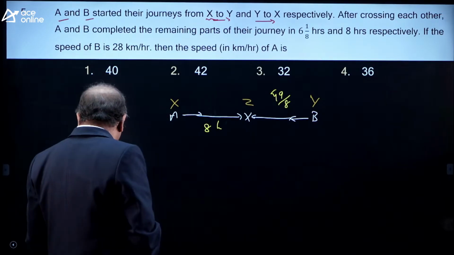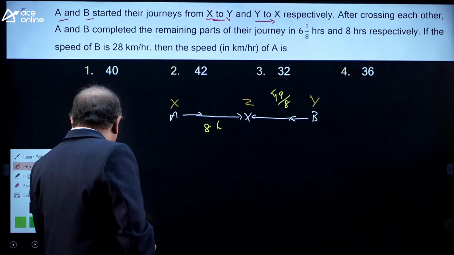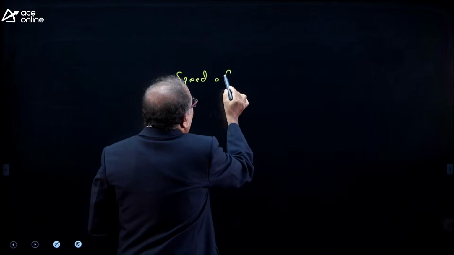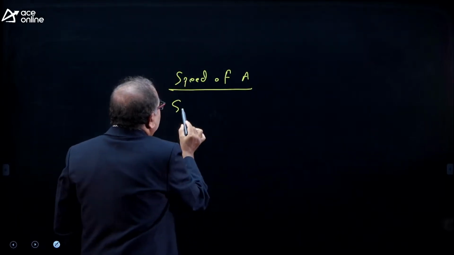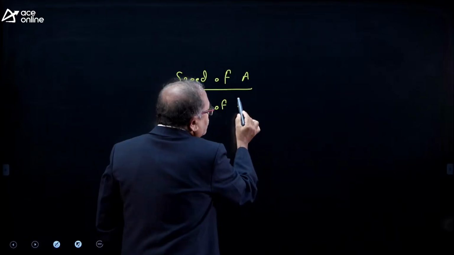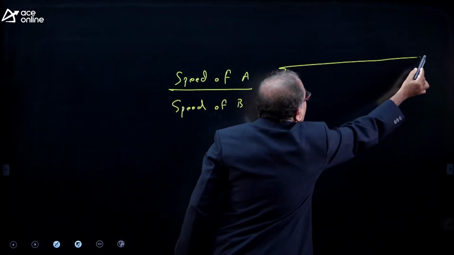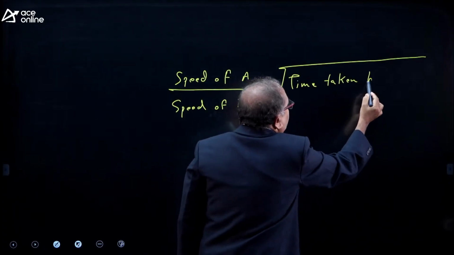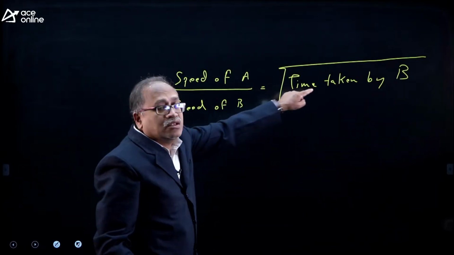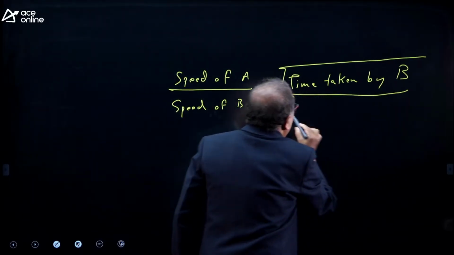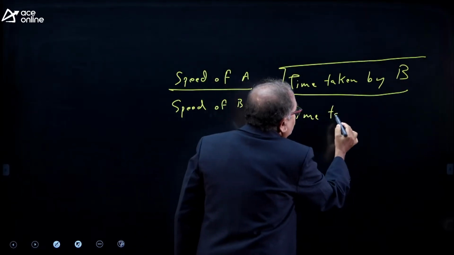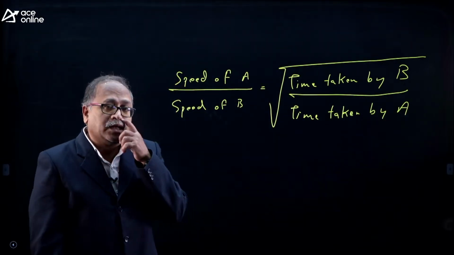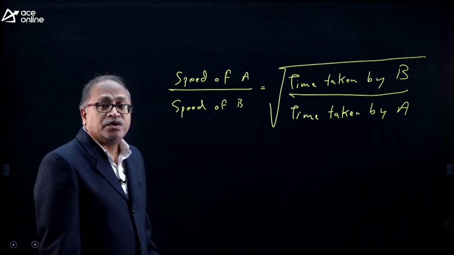So, you must be knowing the formula, I will give the formula over here. Okay, let me take this formula. The speed of A by speed of B is equal to the square root of time taken by B by time taken by A after crossing. In the numerator, the time taken by B, and in the denominator, the time taken by A. So, I will be using this formula to answer this question. Hope you know this formula.